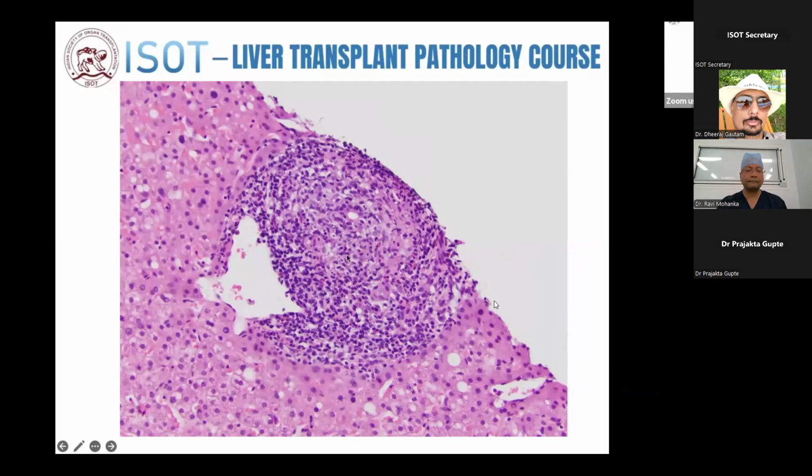So the central part is showing a lot of histiocytes. There are lymphocytes. We can see some eosinophils. It's a mixed type of infiltrate and it is almost forming a nodular configuration. So this is a florid bile duct lesion. Now this kind of lesion would point towards PBC, primary biliary cirrhosis, and the earlier lesions of PBC.